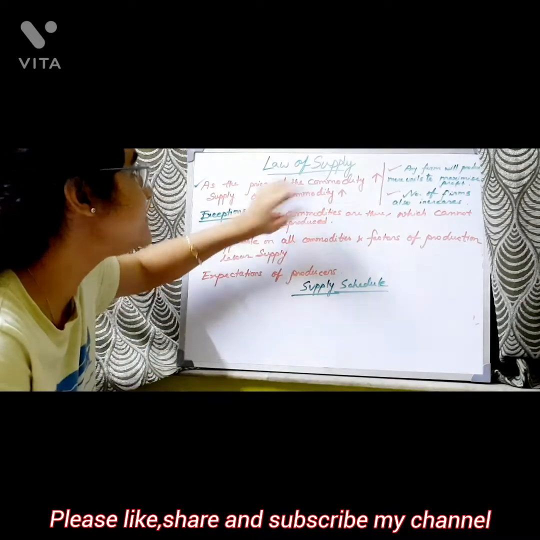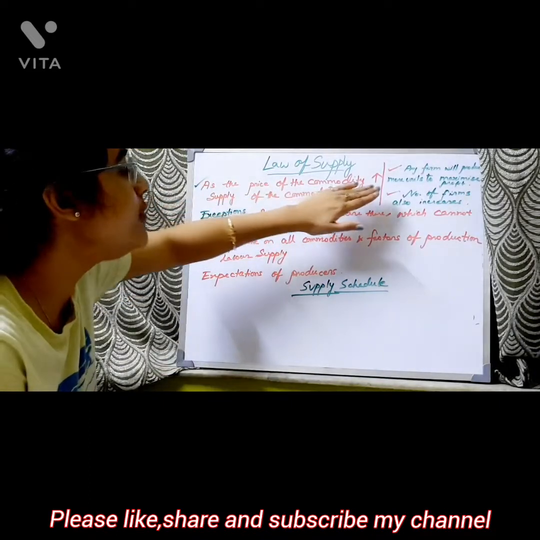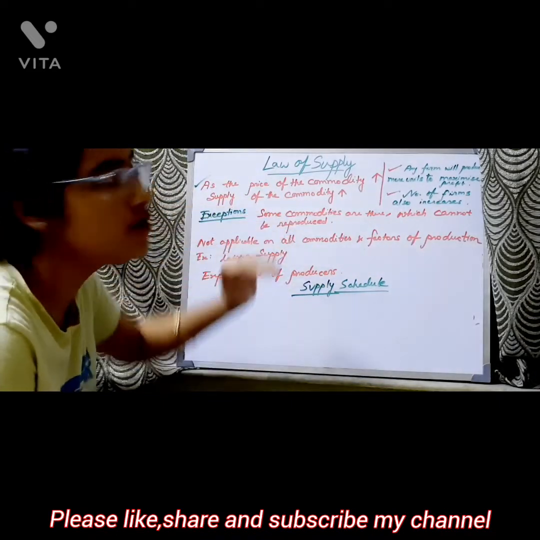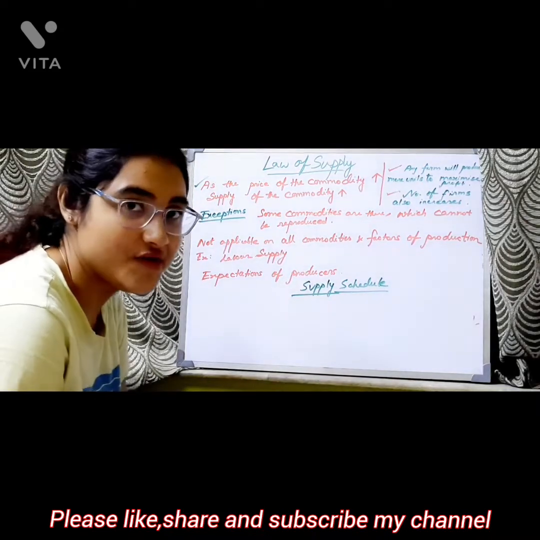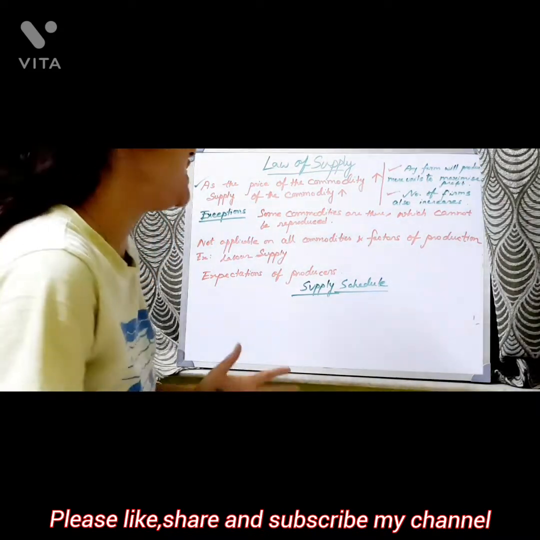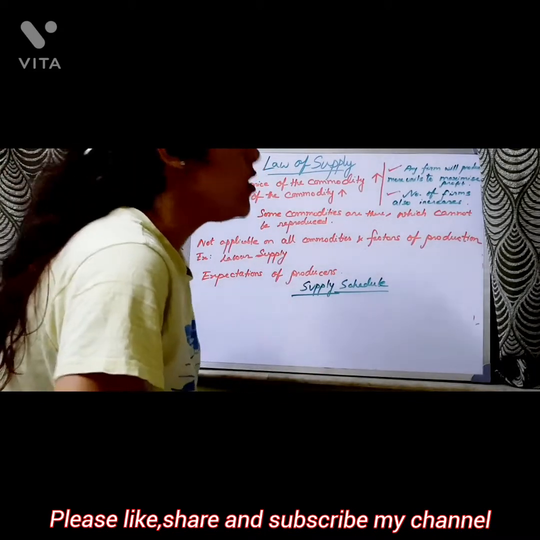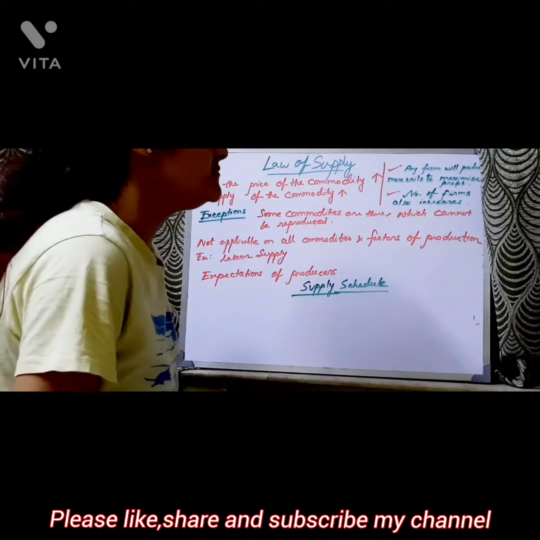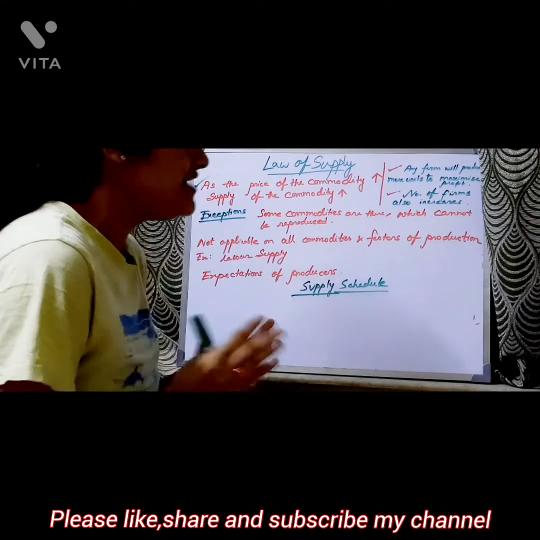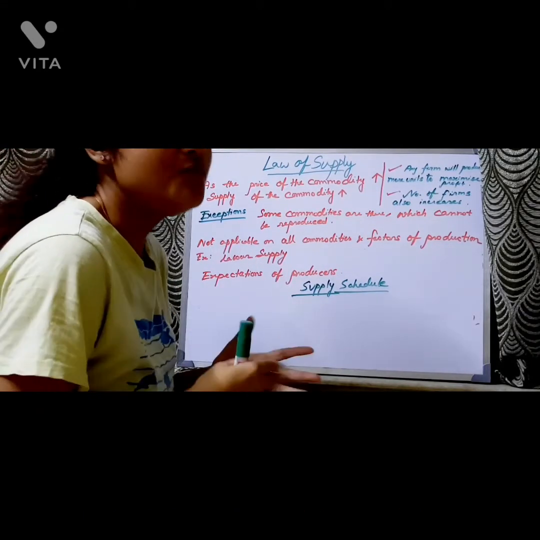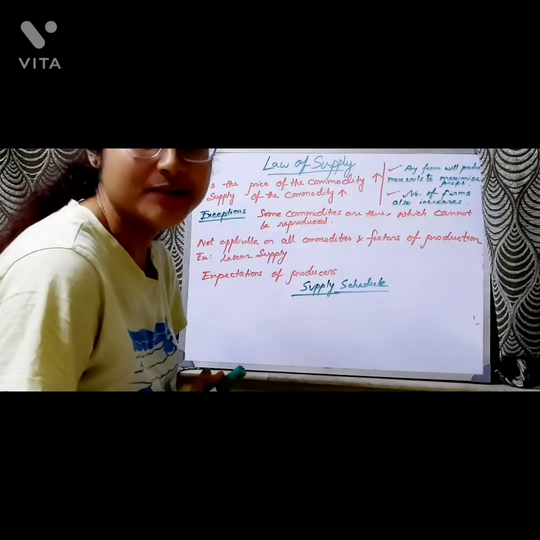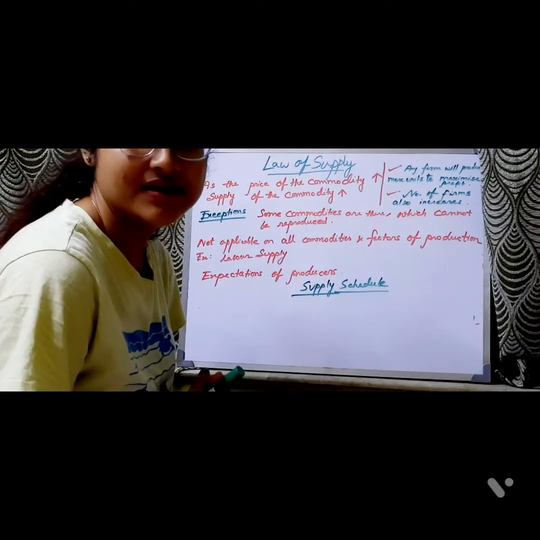But in the case of the law of supply, as the price of the commodity increases, the supply of the commodity also increases. That means there is a positive relationship between the price of the commodity and the supply of the commodity. Why is it so? Because any firm will produce more of that commodity whose price increases.